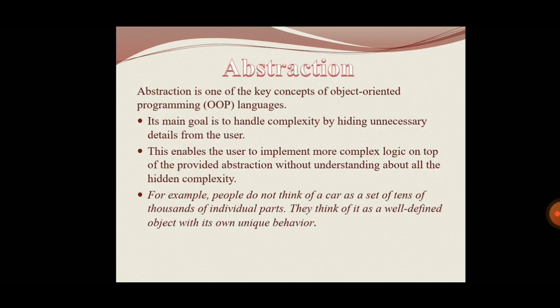Next, we have to know about abstraction. So it is one of the key concepts of object-oriented programming, and its main goal is to handle the complexity by hiding the unnecessary details from the user. So this enables the user to implement more complex logic on top of the provided abstraction without understanding all the hidden complexity.